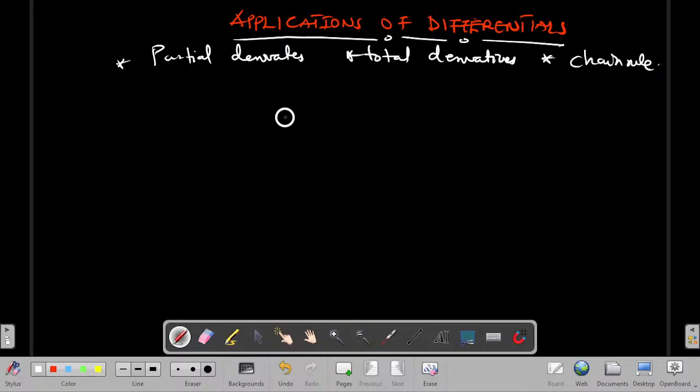The first one we are going to talk about is what we call directional derivatives.